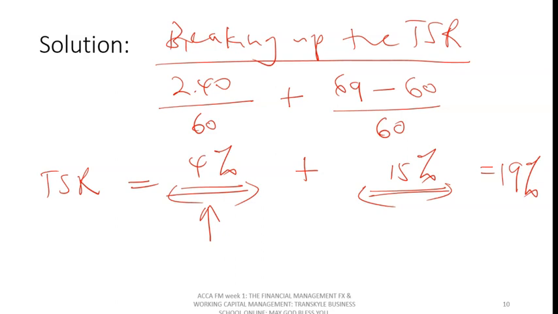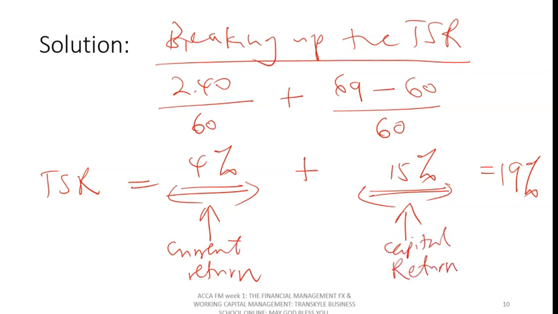This one is the current return, whereas this one is the capital return. So shareholders are happy when both these returns are increasing. When the returns are increasing, they are happy. They like that.